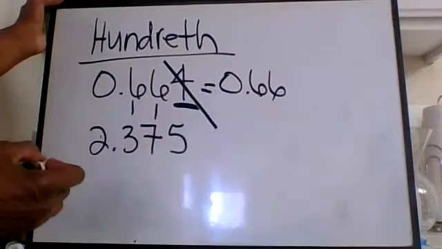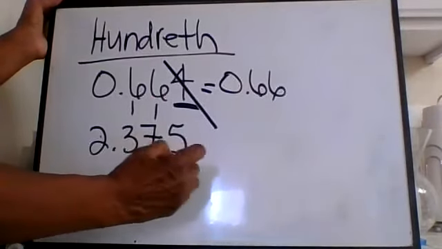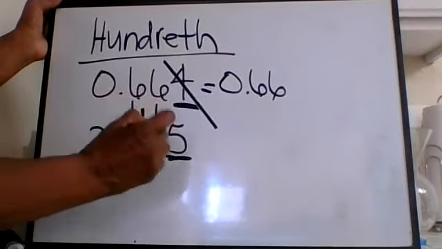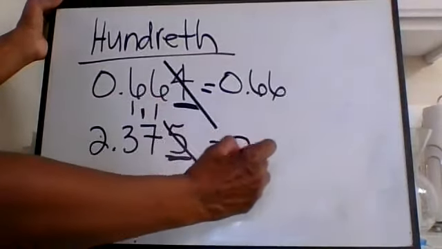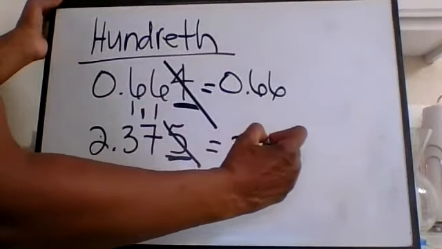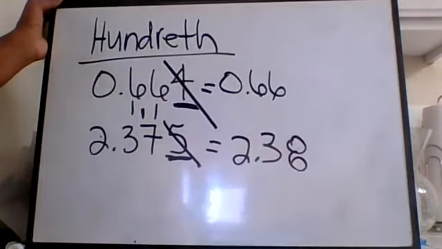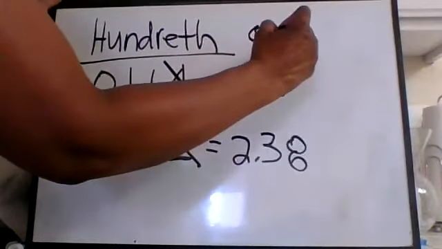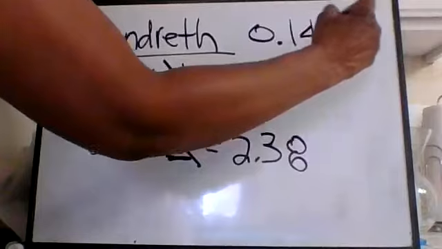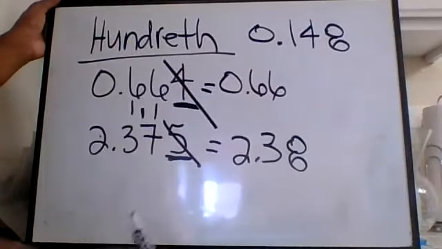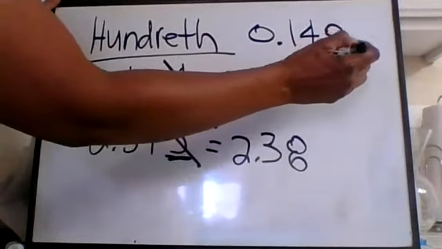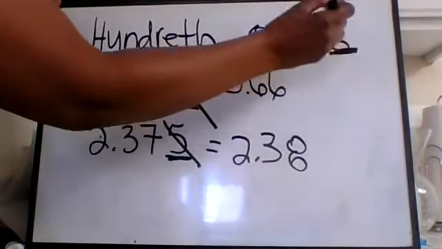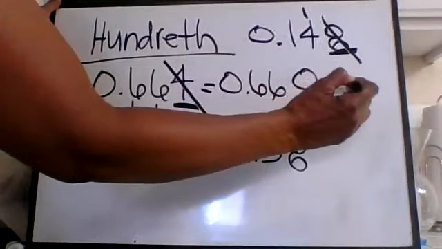Okay, let's try another. 2.375. To the nearest hundredth, we look at the thousandths place. The number is 5 or greater. We add 1 here, this comes off, and the answer is 2.38. Okay, one more. 0.148. We're rounding to the nearest hundredth. So we look at the thousandths place. It is greater than 5. We add 1 here. This comes off. So it's 0.15.